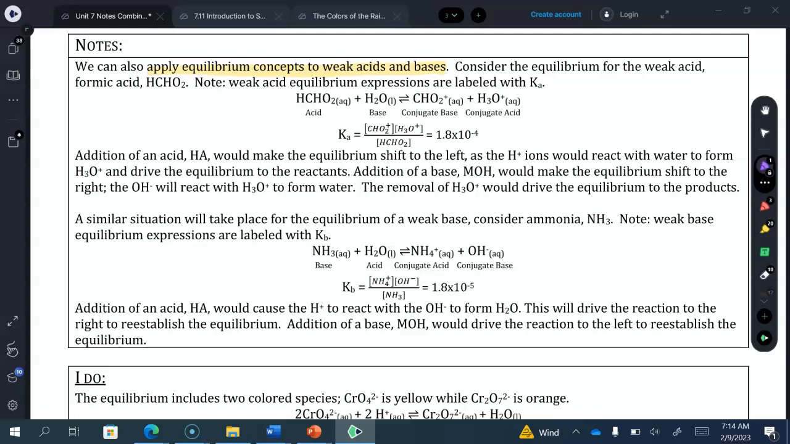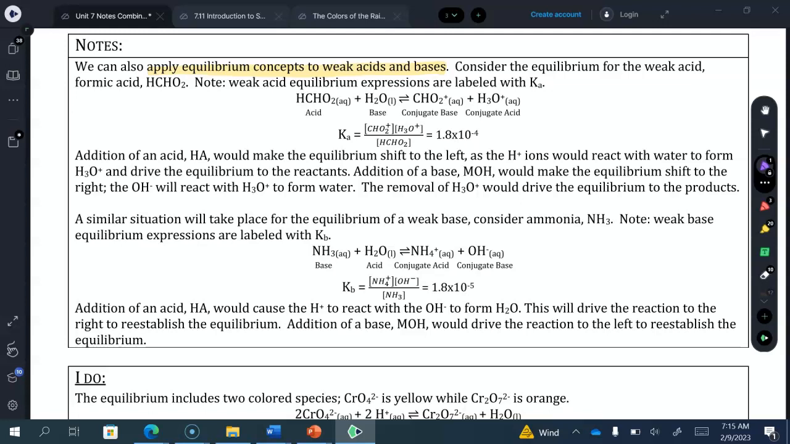The addition of a base would make the equilibrium shift to the right. The hydroxide will react with water, or with the hydronium ion to form water. The removal of the hydronium ion would drive the equilibrium towards the products. So in this, we need to make sure we're accounting for reaction changes with additions. If we add something that's not directly present in the equation, we have to look: is it going to react with something that's in the equation and possibly remove it from the system that we're studying?